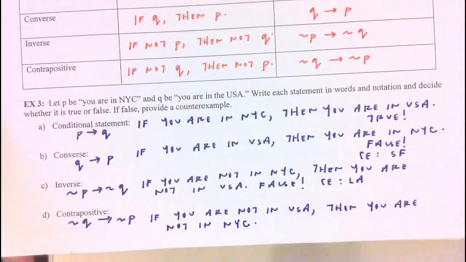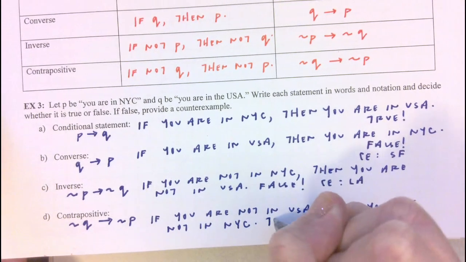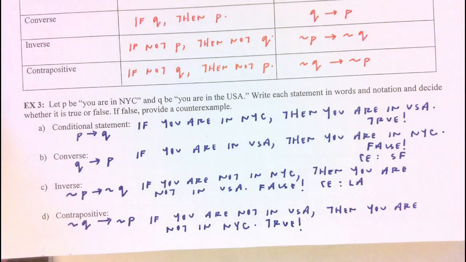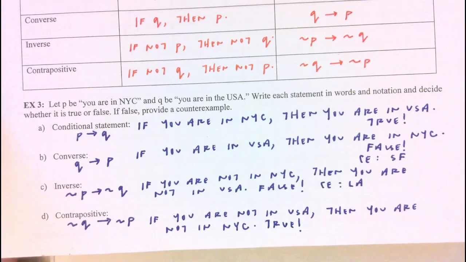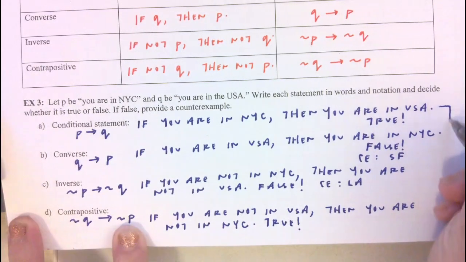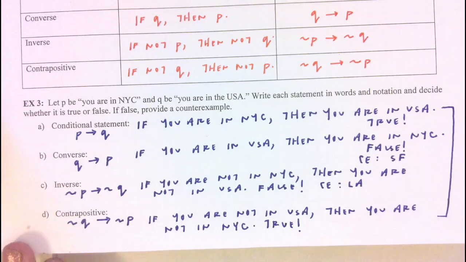Okay, so think about that for a moment. If you are not in the USA, then you are not in New York City. Well, that's true, right? I can't think of a counterexample to show why that statement is false. This is absolutely true. Now, one thing that I want you to notice, and I'm going to formalize this when I look at the other side of the page, is that your conditional and the contrapositive, right here and here, will always be the same.